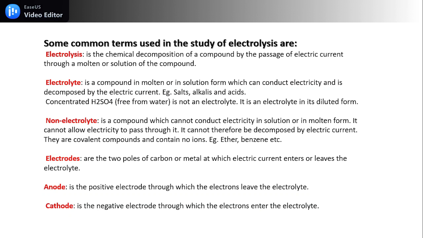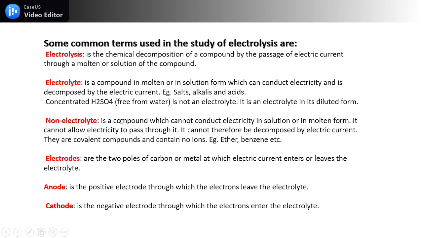Why? Because it is already a concentrated acid. But when it is in a diluted form, then it is an electrolyte. It is an electrolyte in its diluted form. That's something we should note. So what are non-electrolytes? What do we refer to as non-electrolytes?